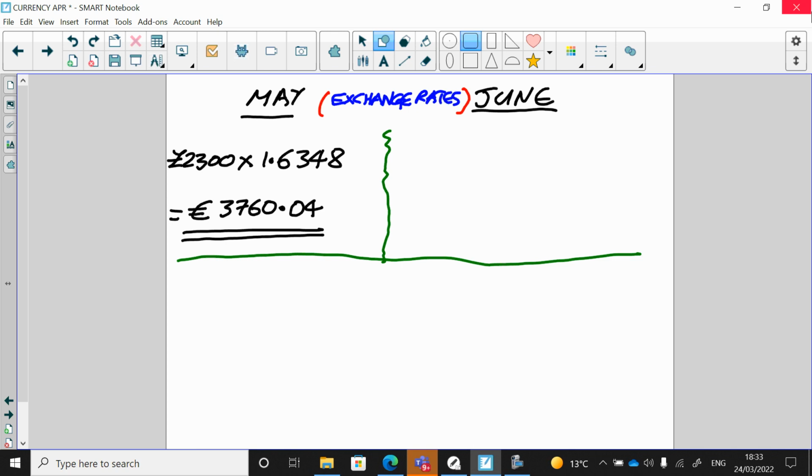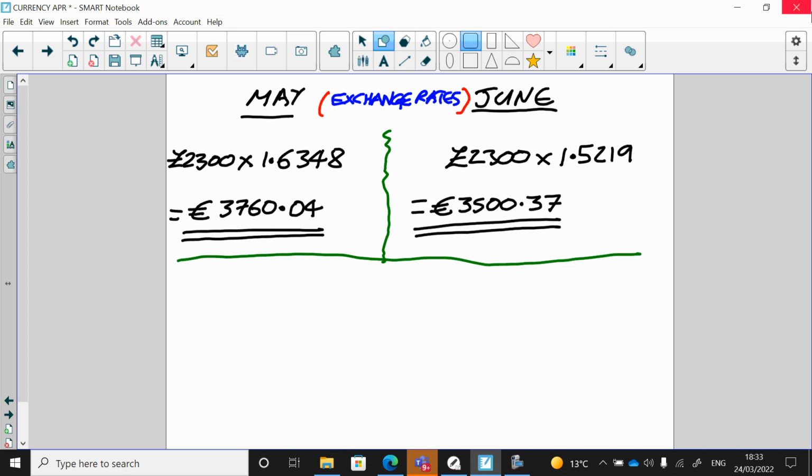It was less, but still the 2,300 times the new exchange rate. Put that into your calculator. Be careful. Always double check your calculations. 2,300 times 1.5219. What did we get? What did I get? 3,537. Okay.